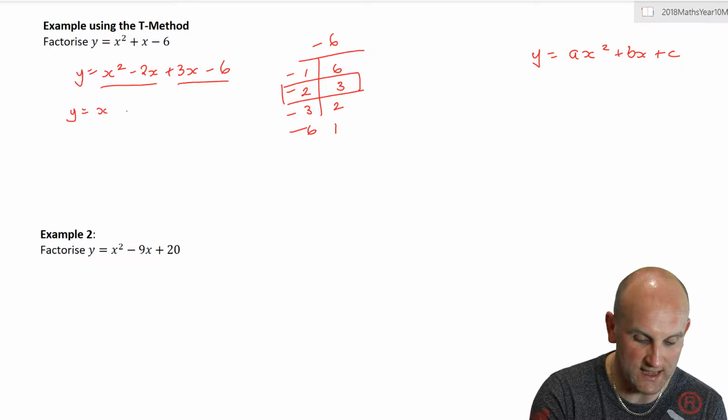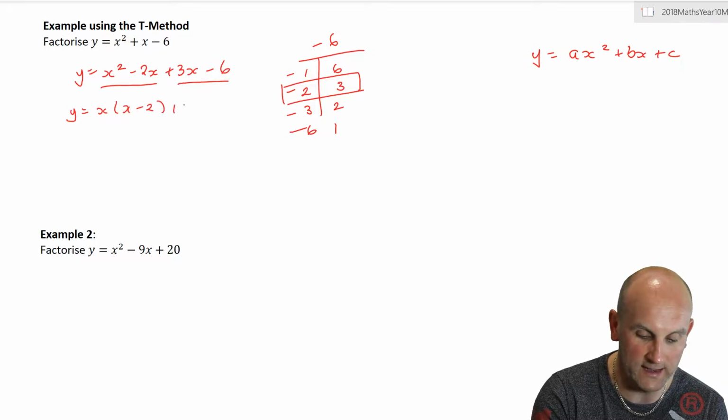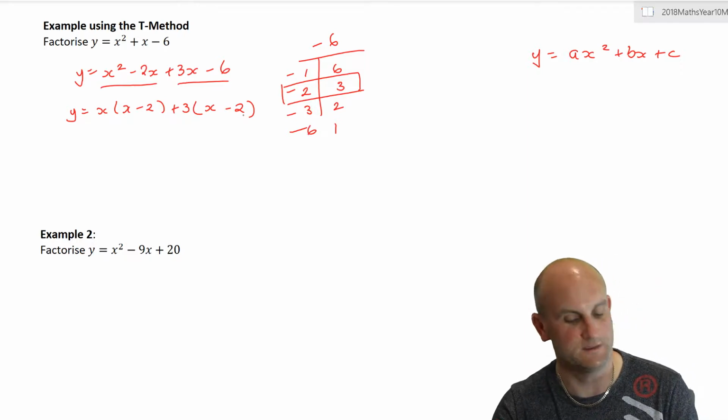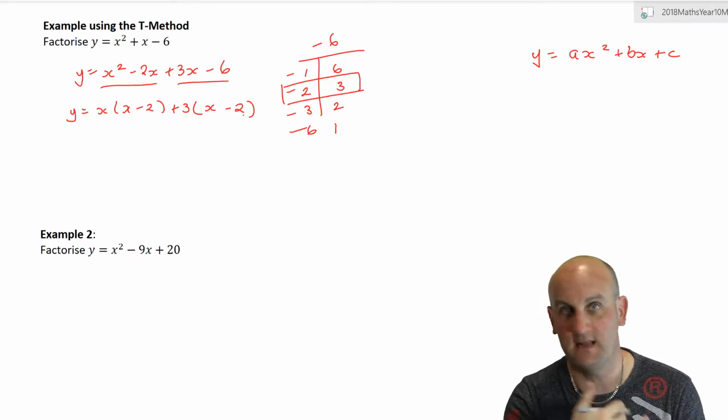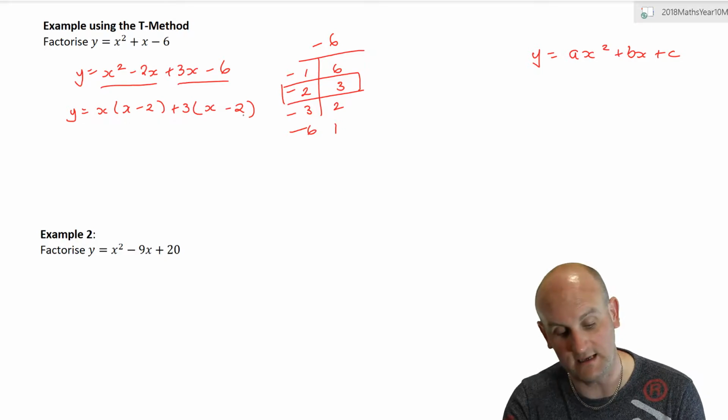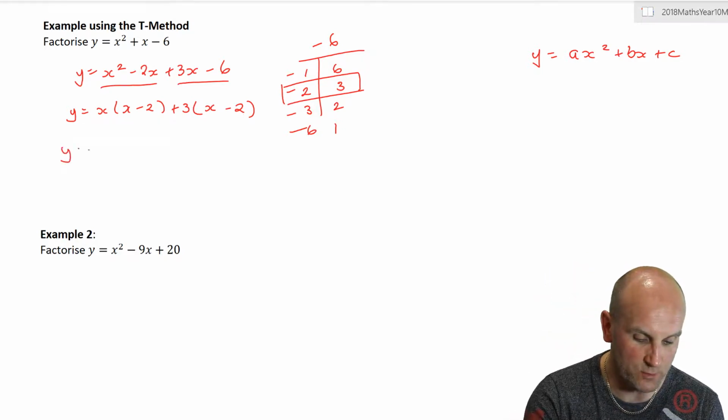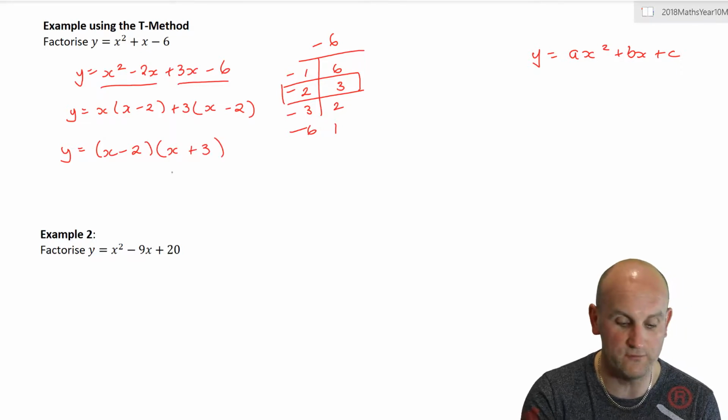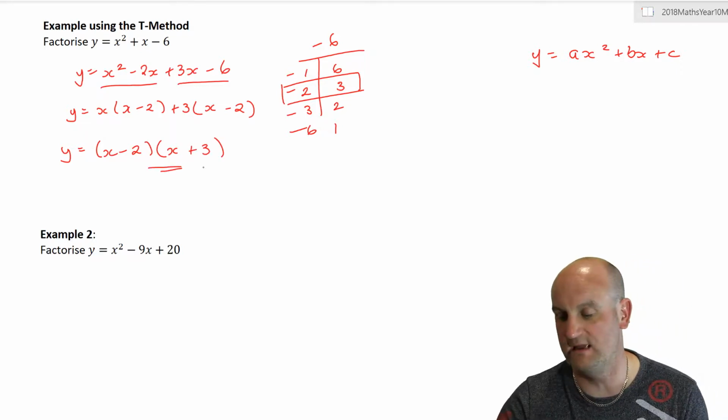So I go y is equal to x(x minus 2), and I have to take the maximum out for each set of pairs. And again, we factorise, and I say to you, can you see anything common? You go, yes, and we factorise again. So we have y is equal to (x minus 2)(x plus 3). And life was good, and we've done that hundreds of times.